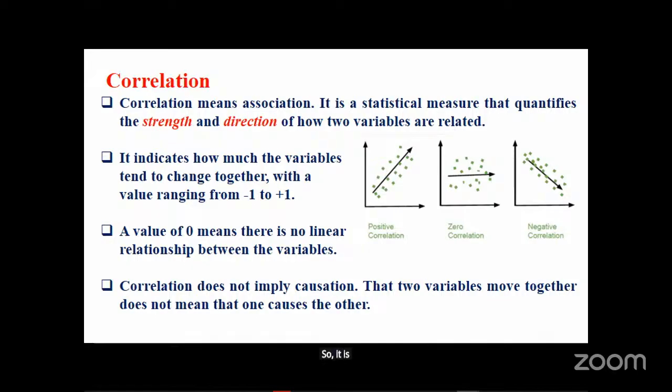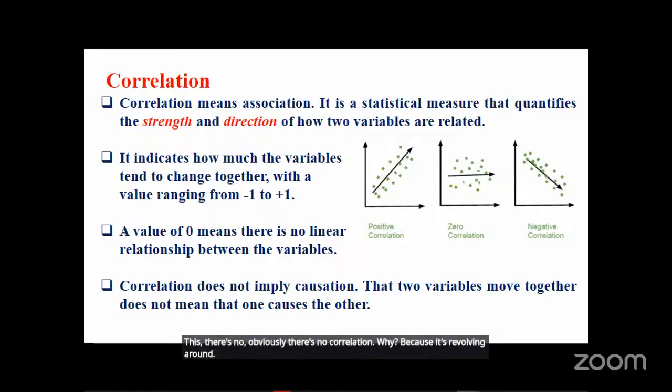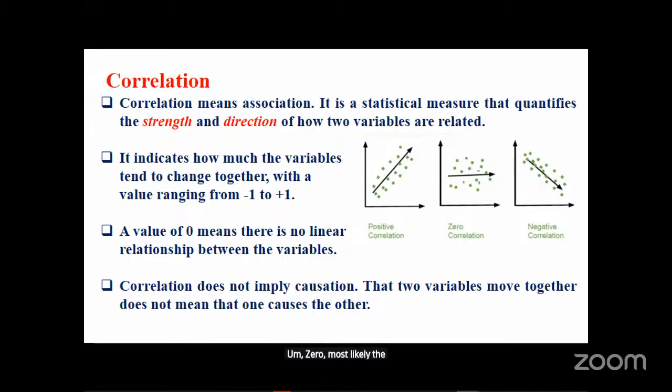So it is a statistical measure that quantifies the strength and direction of how two variables are related. For instance, if you look at this, what kind of correlation is this? For this one, positive. This one, obviously there's no correlation while moving around 0. Most likely the correlation coefficient will be 0. Then this is what? Negative.